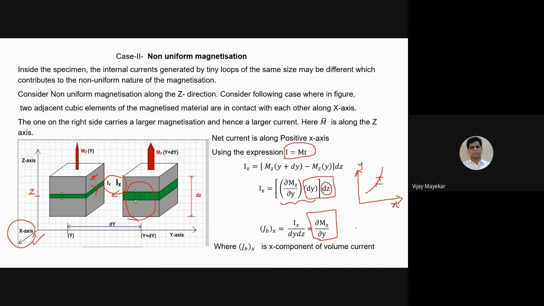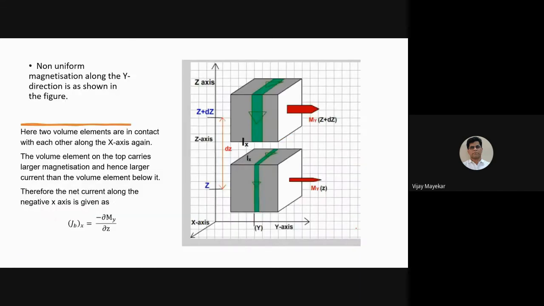Now here is the second case. So now the chunks are arranged along the z-axis. Again, we want to check the current along the x-axis. In the earlier case we saw that the chunks were arranged along the y-axis. Now the chunks are arranged along the z-axis.